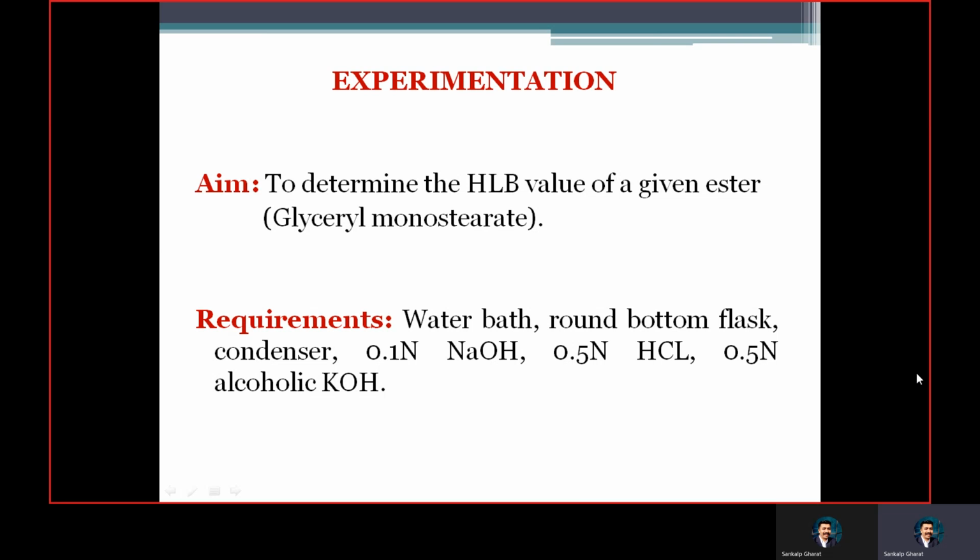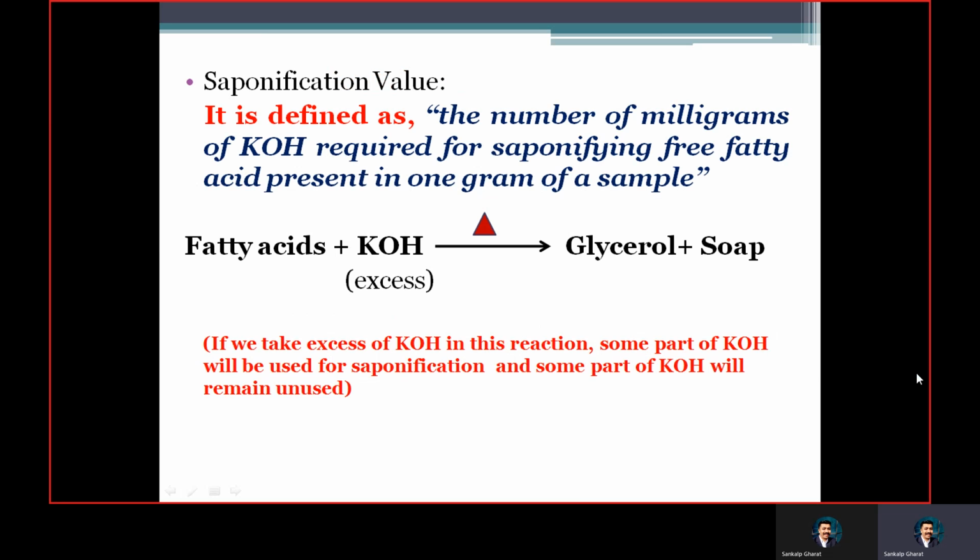Okay, so today we are going to determine the HLB value of an ester. This is a surfactant, glyceryl monostearate. Before finding out the HLB value, we first need to find out the saponification value and the acid value. Once the saponification value and acid value of a given ester or surfactant are calculated, only then will we be able to find out the HLB value of that particular surfactant. So we'll start with the saponification value.